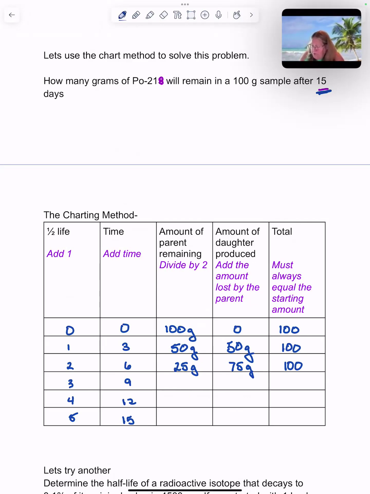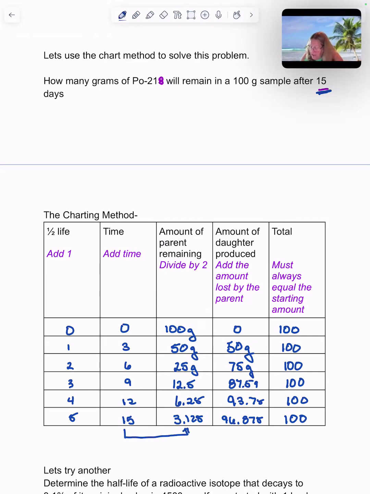Now, half of 25 is 12.5. It has to be 100 total, so that tells me this is going to be 87.5 grams. Half of 12.5 is 6.25. Has to be 100 for the total, so this here is 93.75. Half of 6.25 is 3.125. The total has to be 100, so this comes out to be 96.875. So how many grams remain after 15 days? Here's my 15 days. How many grams remain? Was that 3.125?